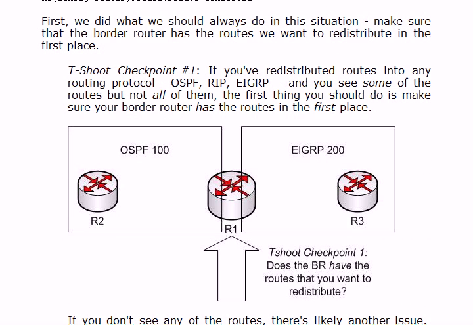And I do mention that here in the guide. And again, when you perform route redistribution, especially if you see some of the routes but not all of them, then that's the first thing I check. Does the border router have the routes that I think it has?